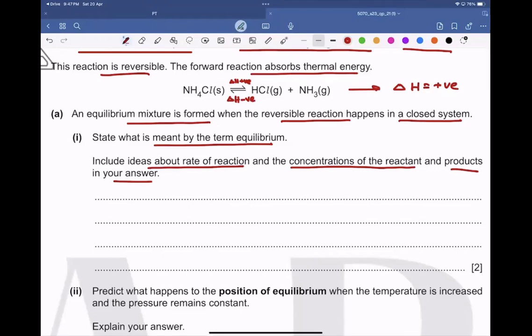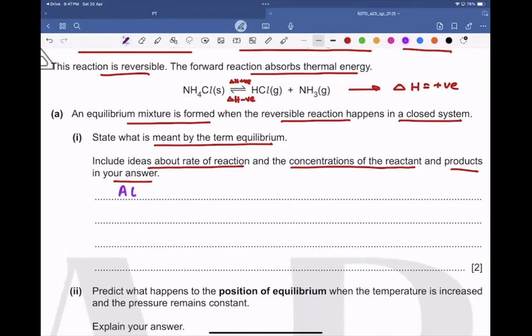Okay. So when we have to explain in terms of rate, we can say that the rate of forward reaction is equal to the rate of backward reaction. And when we have to explain in terms of concentration of the reactants and products, we will say that the concentrations of the reactants and the products are constant at equilibrium.